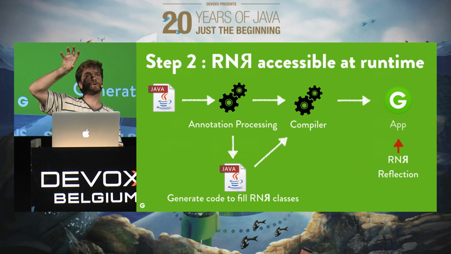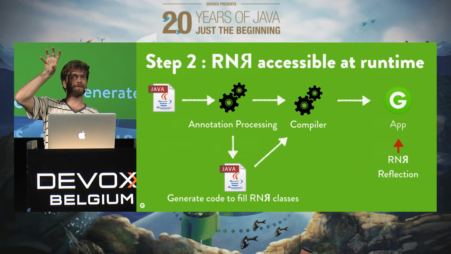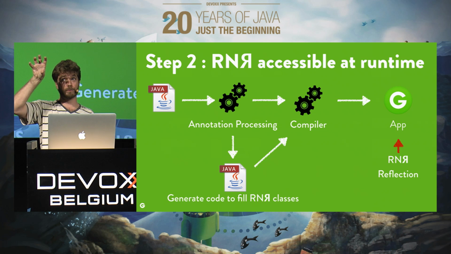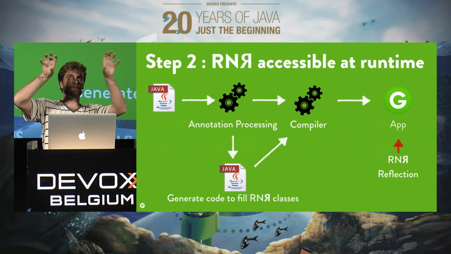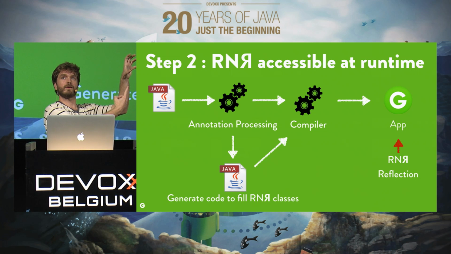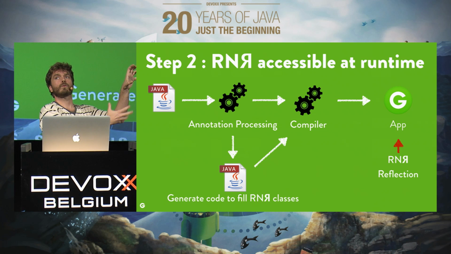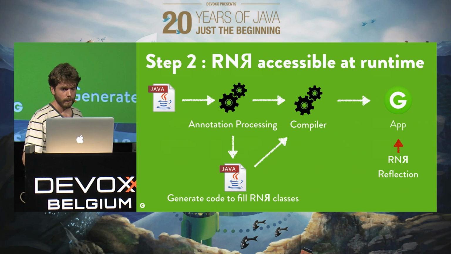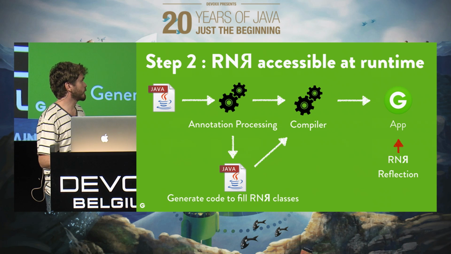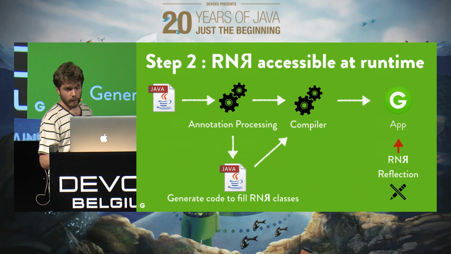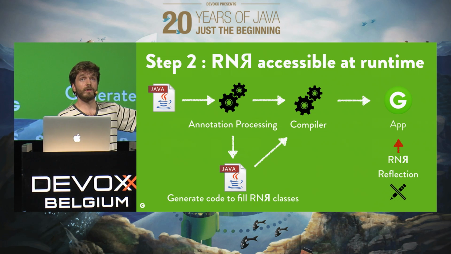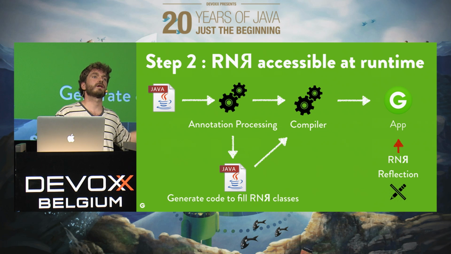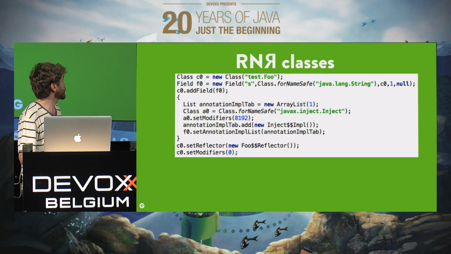So the first step was to fill reflection-like classes with data obtained via annotation processing. The second step is to generate code to recreate those classes so that they are available at runtime. We are going to create code to create again those R&R classes at runtime, and so the application will be able to use the R&R reflection API. But the limitation is that it's going to be read-only, so no write access, no field modification, no method invocation, no constructor invocation. That's the end of the second step.